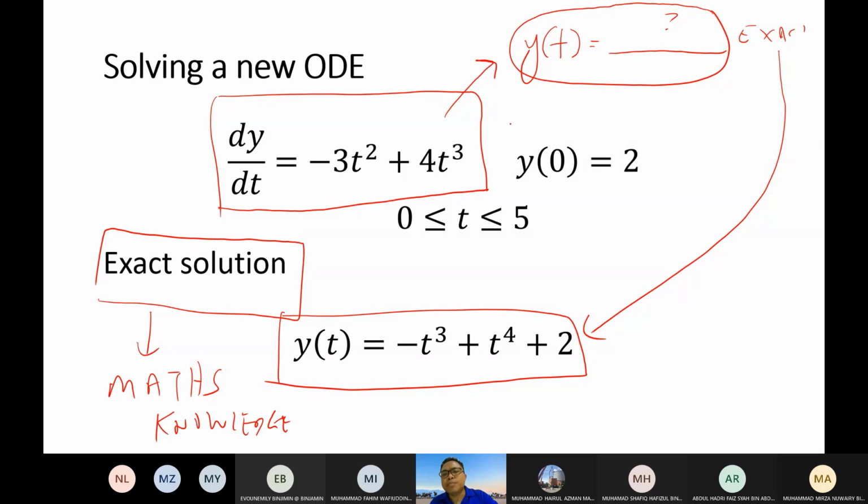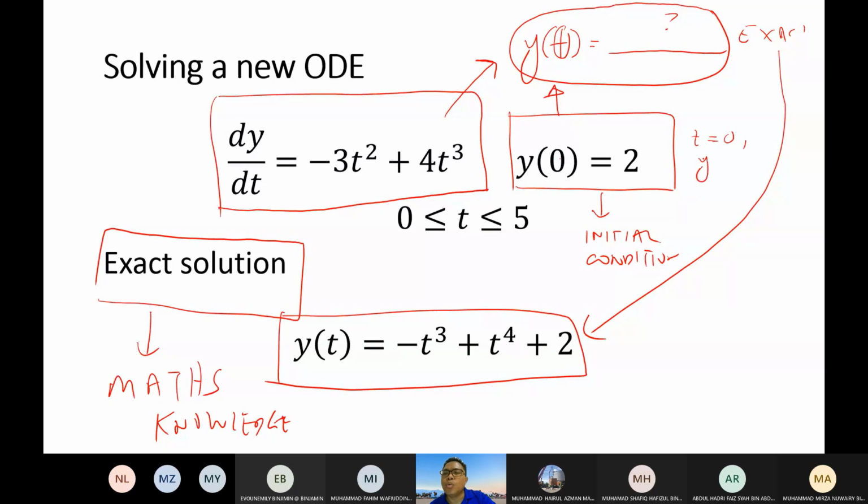Okay, the next part, which is given here, we call it the initial condition. So the meaning of this sentence is that when t here is equal to 0, your y will be equal to 2. So this is the meaning of this sentence, and we call it the initial condition.